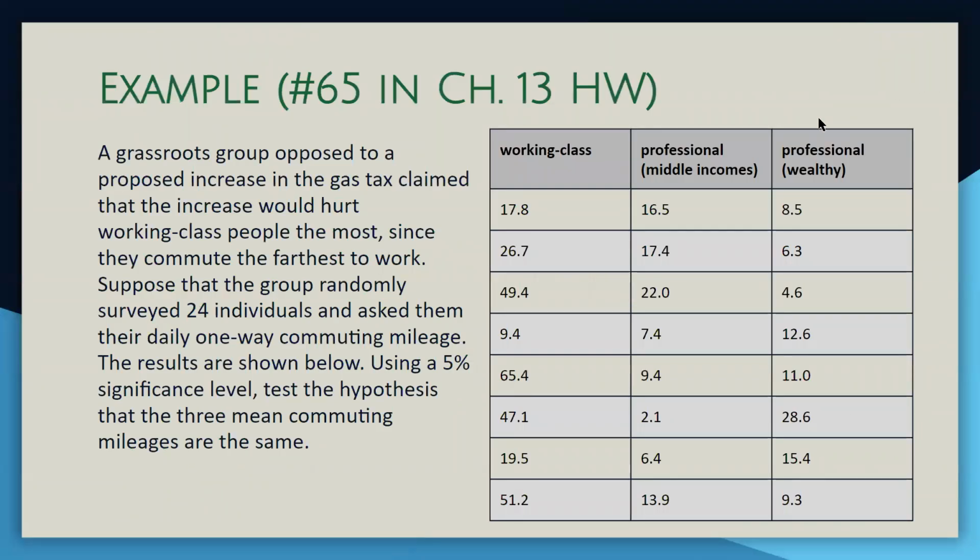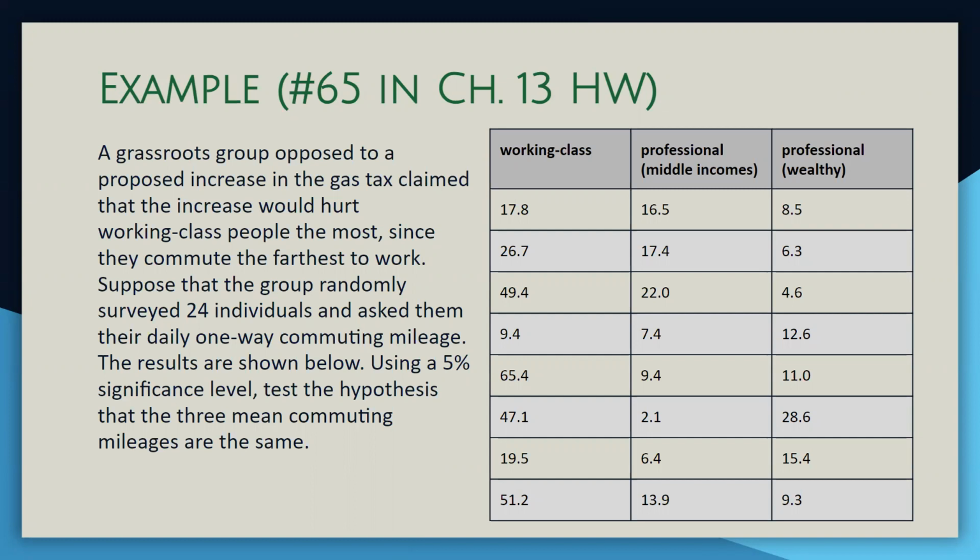So first example, we're looking at number 65 in the chapter 13 homework. And it says a grassroots group opposed to a proposed increase in the gas tax claim that the increase would hurt working class people the most since they commute the farthest to work. Suppose that the group randomly surveyed 24 individuals and asked them their daily one-way commuting mileage. The results are shown below. Use a 5% significance level. Test the hypothesis that the three mean commuting mileages are the same.